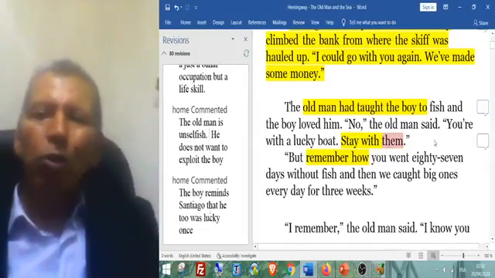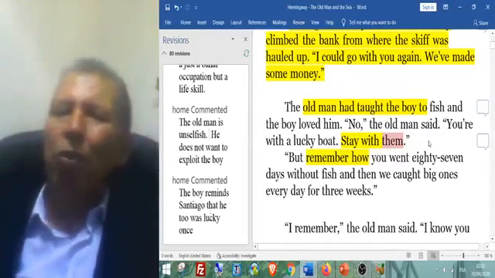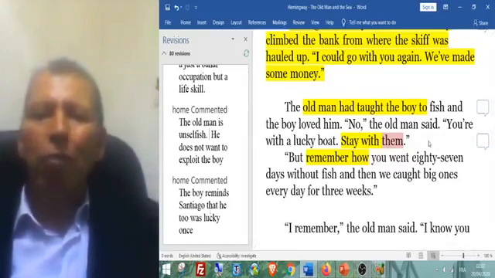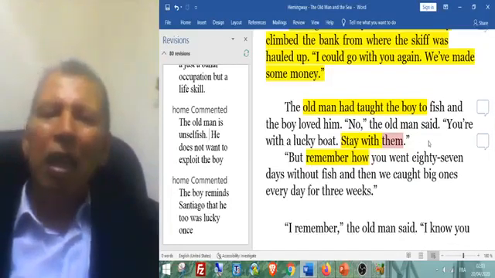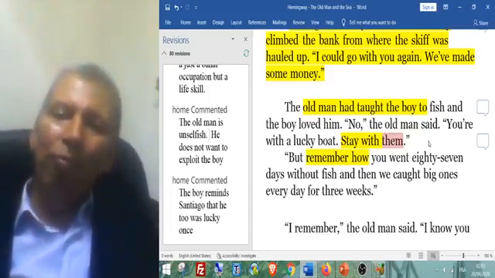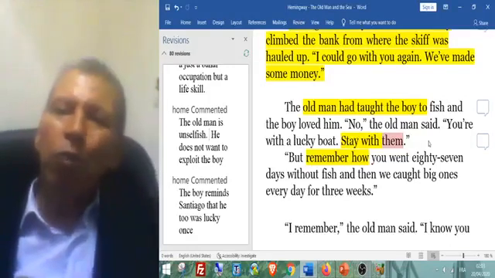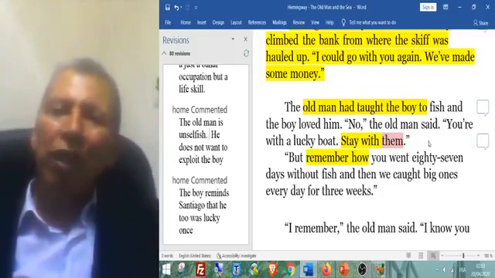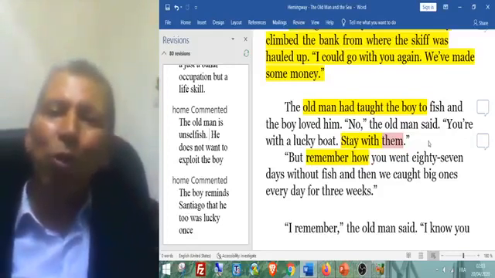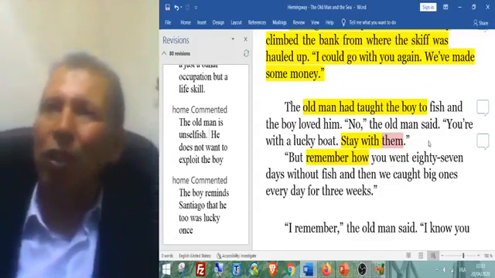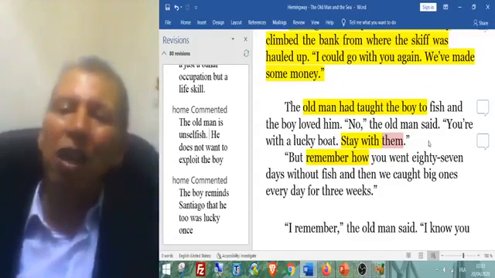The old man had taught the boy to fish, and the boy loved him. No, the old man said, you are with a lucky boat, stay with them. So, Santiago here is a noble character. He doesn't want to exploit Manolo, he's not selfish. One of the characteristics of Santiago here is that he is unselfish.